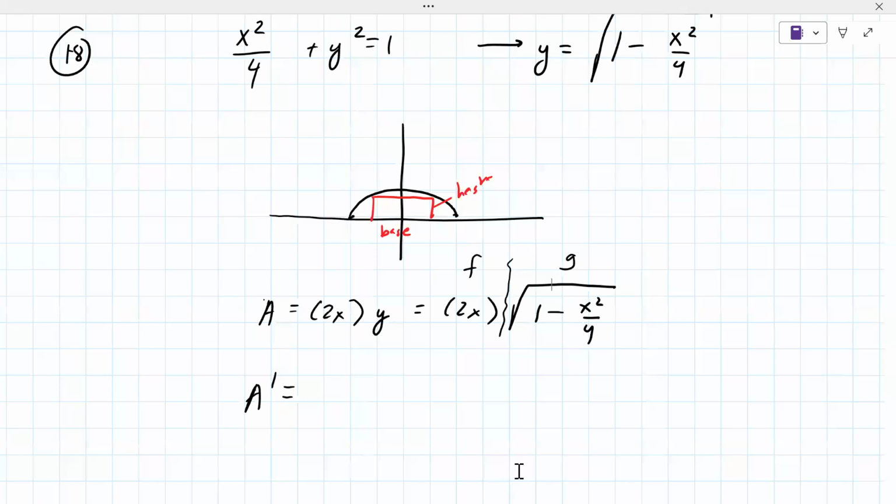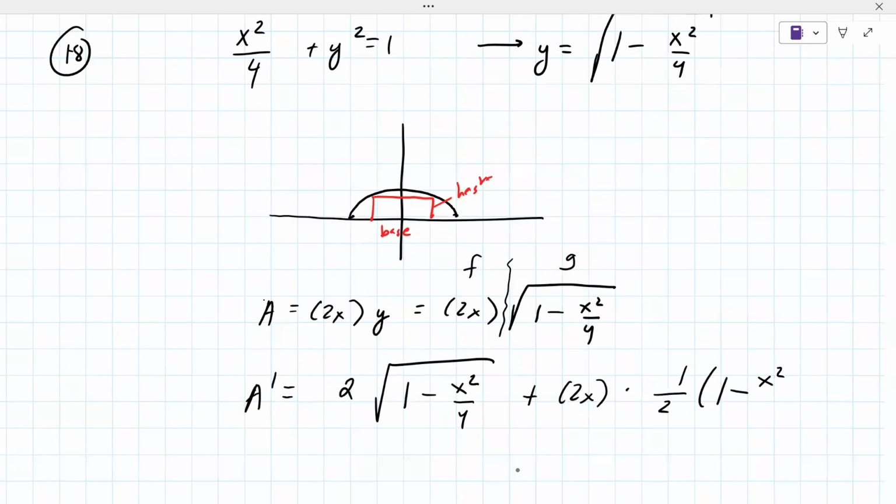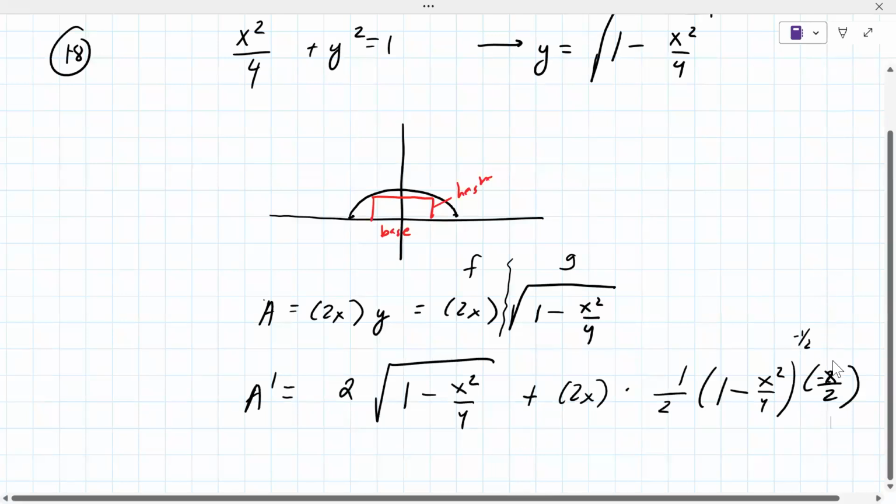Okay, so for f prime, I got 2 times the square root of 1 minus x squared over 4, and then plus 2x times 1 half times (1 minus x squared over 4) to the power of negative 1 half times negative x over 2. Oh, negative. Okay, that's it.